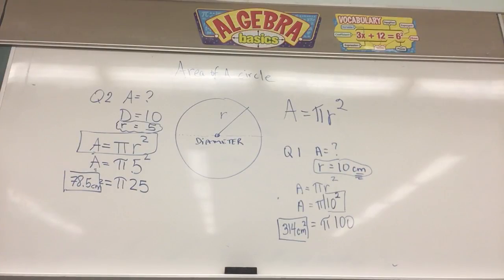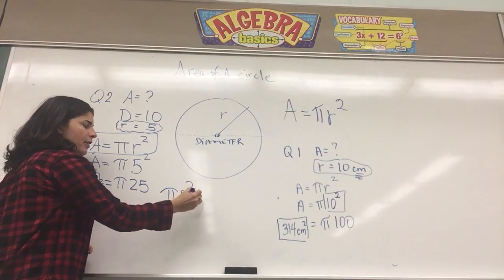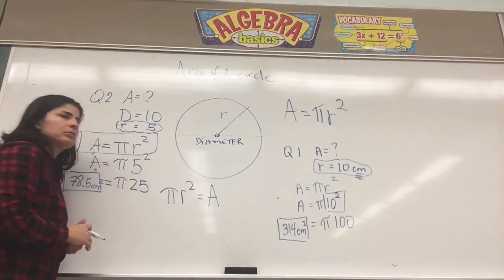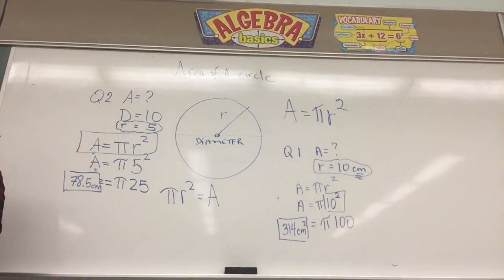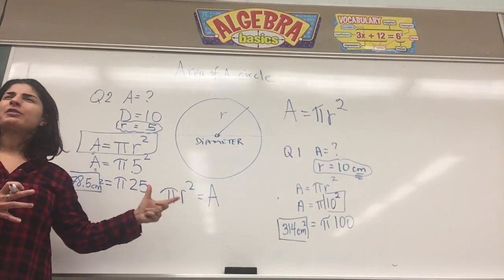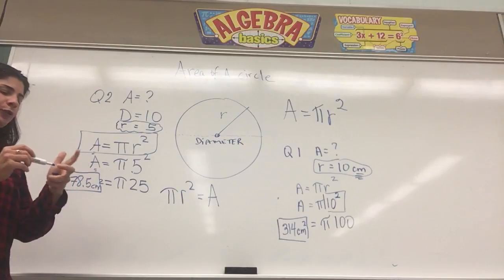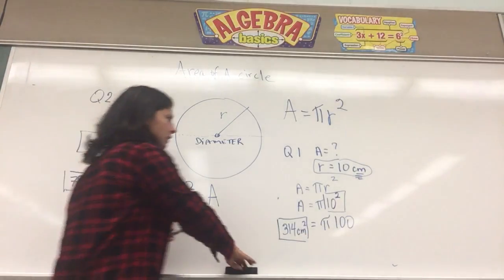Yes? Is it okay if you do pi radius squared equals A? Good question. This is a great question. Would you be able to do pi r squared equals A? Absolutely. Just make sure you can do both ways, because sometimes on tests, it's the other way, and you just have to be able to recognize it, okay? This is absolutely right.